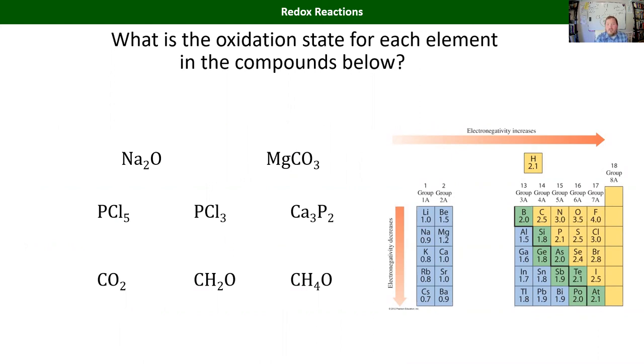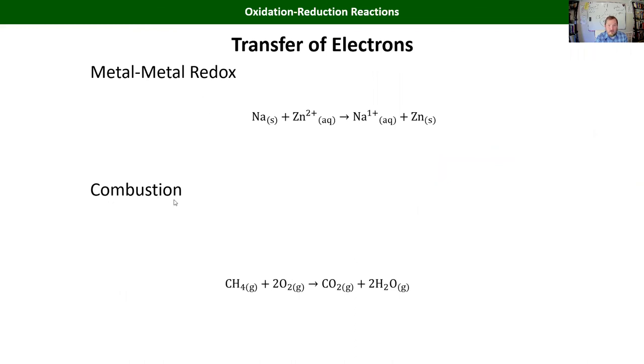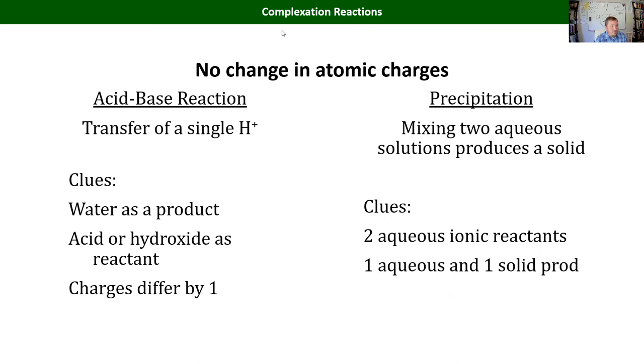All right, and within redox, like I said, there are lots of different types of reactions that are redox reactions. But if it's not one of those two most common, if it's not a metal-metal redox or a combustion reaction, you are okay just saying it's a redox reaction, and I don't know how to classify it beyond that. And same with the complexation reactions. If it's not an acid-base reaction and it's not a precipitation reaction, but nothing is changing oxidation state, then you could still just say, well, I don't know what type of reaction this is, but it's definitely a complexation reaction, or it's definitely a LEGO reaction. Nothing's changing oxidation state. And those are our two biggest ways of classifying these reactions.